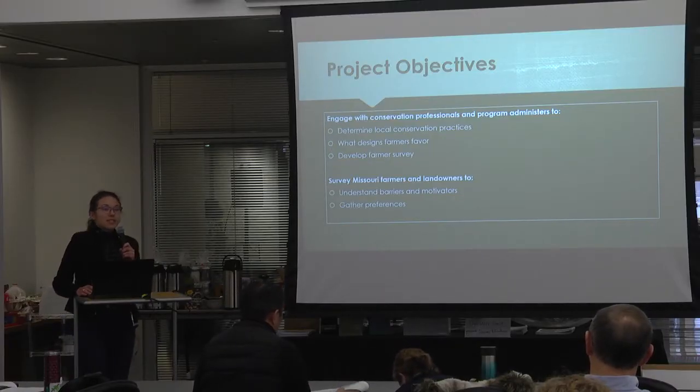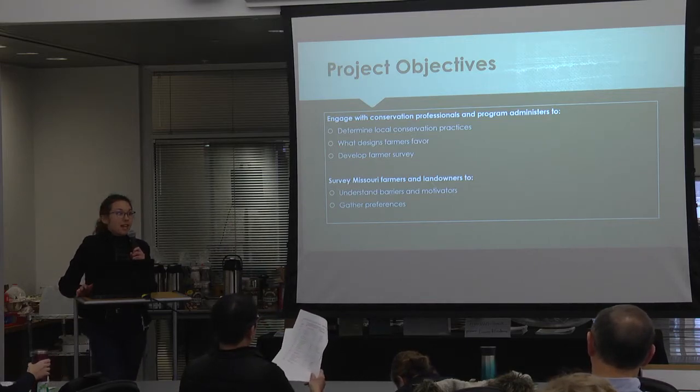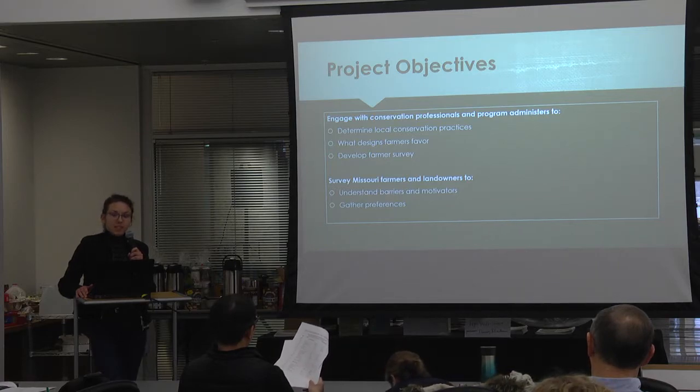So my project can be broken down into 2 areas of objectives that I will be working on. The first is to engage with Missouri conservation professionals and the people working on the ground with farmers to implement conservation programs. I'll be interviewing them to determine what different conservation programs farmers are interested in and implementing on their farms, the different species and planting arrangements that they prefer. And this we'll use to develop a context to design a farmer survey to send out to Missouri farmers and gather from them what their actual preferences are for these systems.